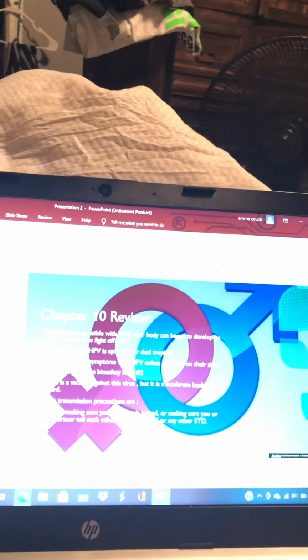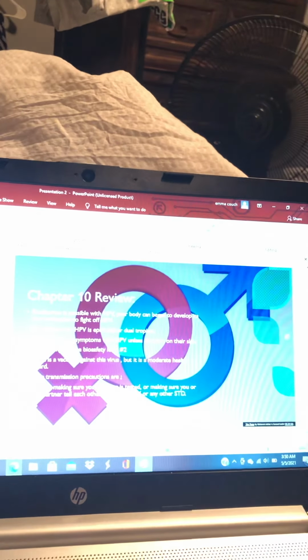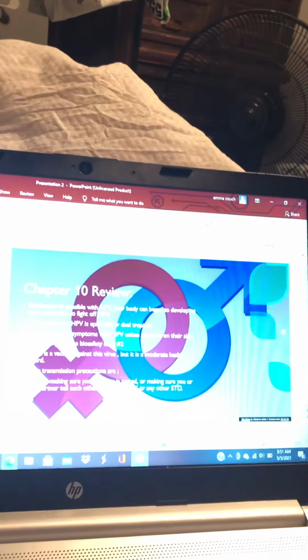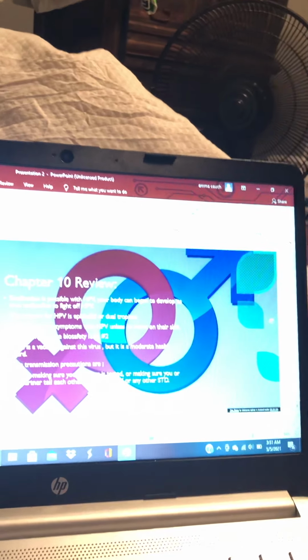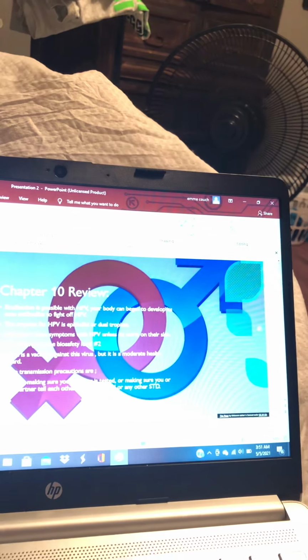Moving along, this one just shows chapter 10. There's a vaccine against the virus, but it's a moderate health hazard, and it belongs to biosafety level 2. Most don't have symptoms with it unless it's sores on their skin. The tropism is epithelial or dual tropism.